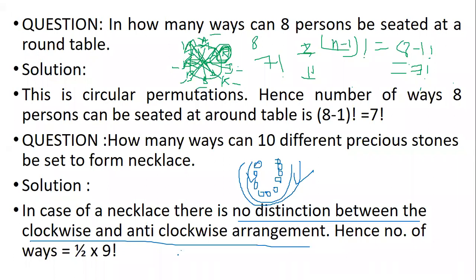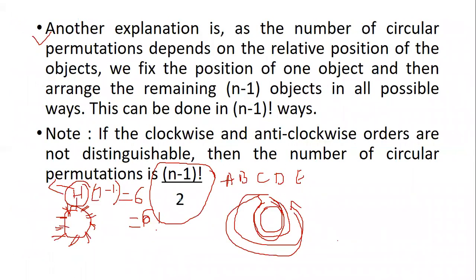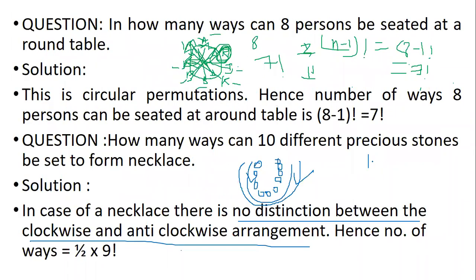So we are going to use this formula which we saw in the end, that is n minus 1 factorial by 2. Which is nothing but n is 10, 10 minus 1 factorial divided by 2. Which is nothing but 9 factorial divided by 2. So can you find me the number of ways? Can you say me the value for 9 factorial?